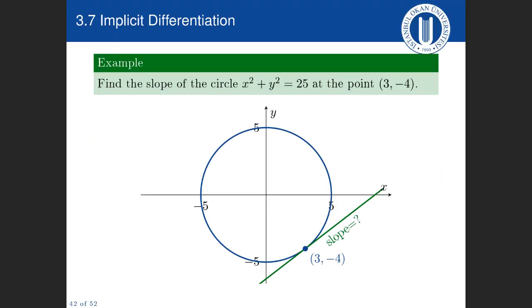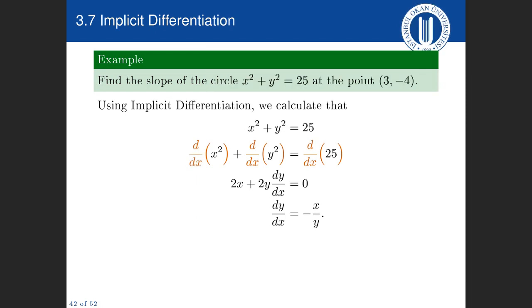For example, find the slope of the circle x squared plus y squared equal to 25 at the point 3, minus 4. So we're going to use implicit differentiation. We're going to start with our equation, x squared plus y squared is equal to 25. We're going to differentiate both sides, and then we're going to use the chain rule.